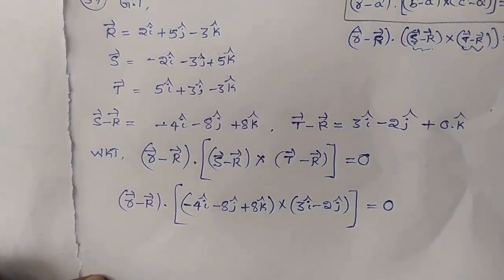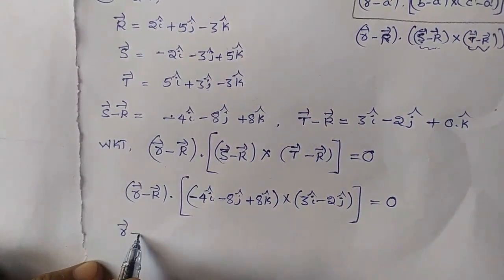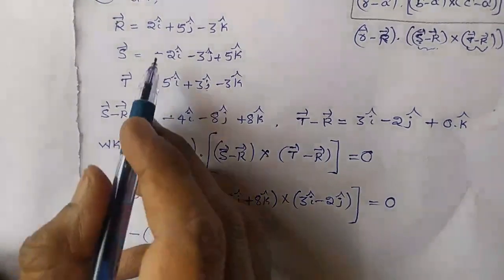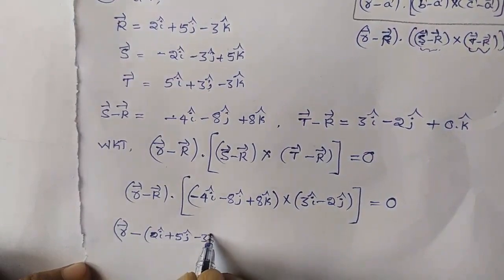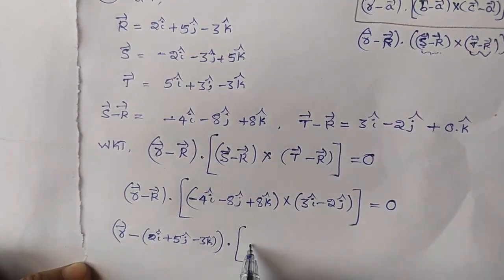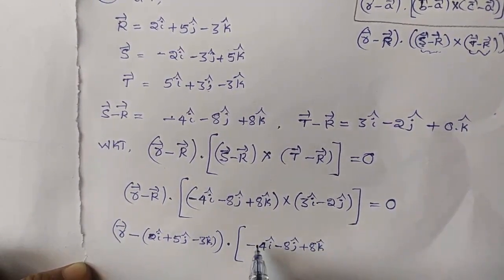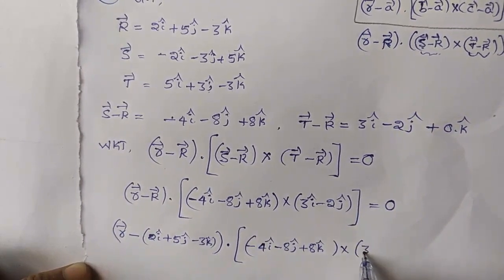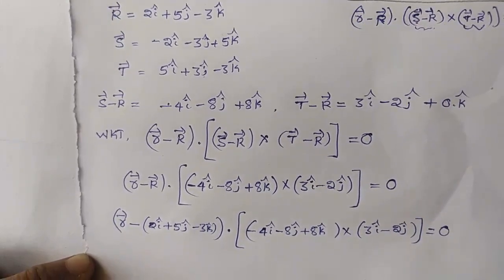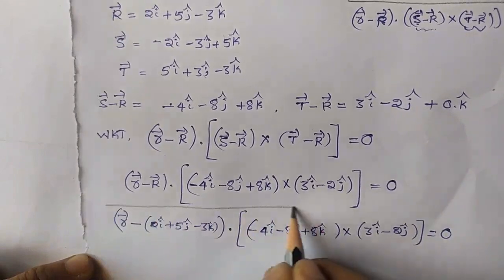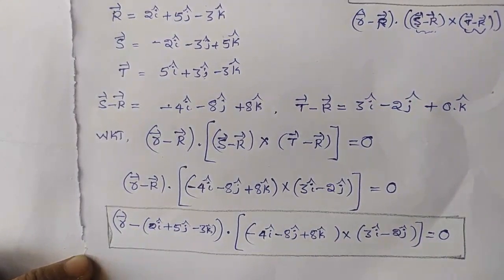Sorry, I forgot to replace R vector here. We need to replace R vector minus the given R vector, which is 2i plus 5j minus 3k, dot, writing once again, minus 4i minus 8j plus 8k, cross 3i minus 2j, equals 0, which is the required equation of a plane in vector form.